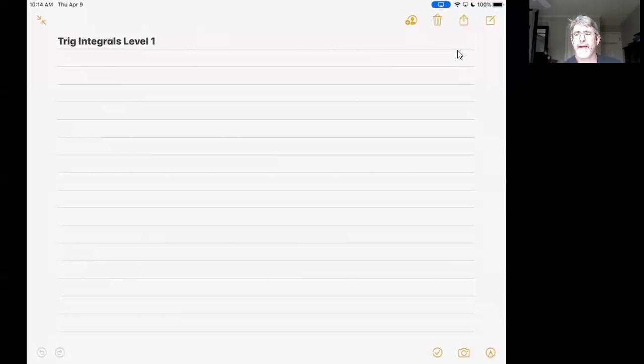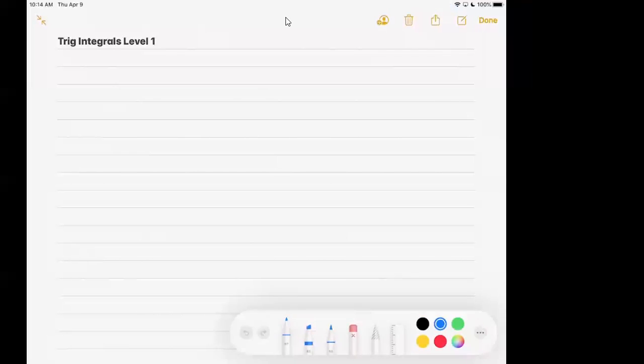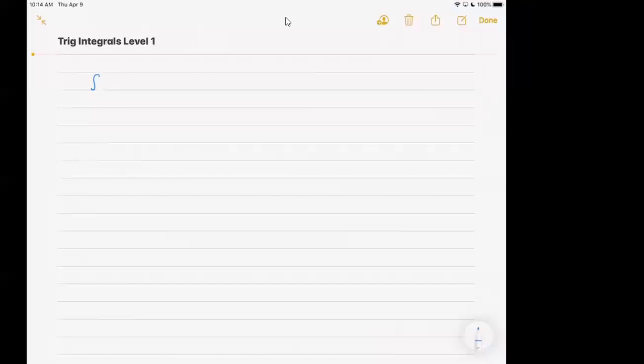Okay, so we're going to go back to section 7.2 of our textbook and look at trigonometric integrals. So let's start with some easy ones first. What is a trigonometric integral? There are a couple forms for these, but we're going to stick with the sines and cosines.